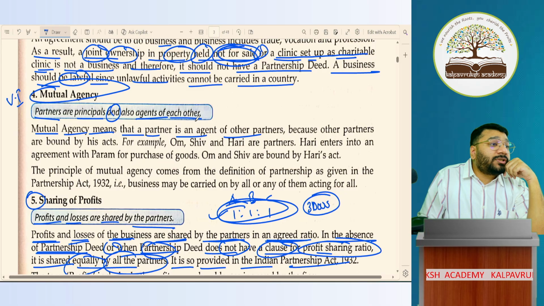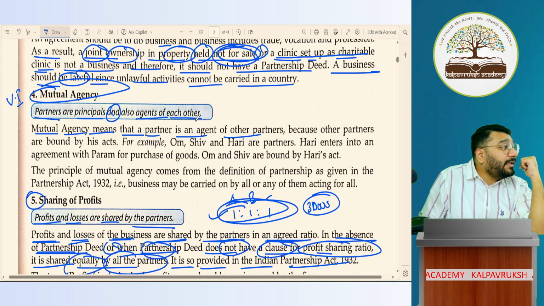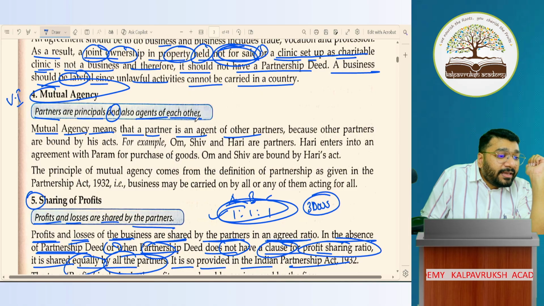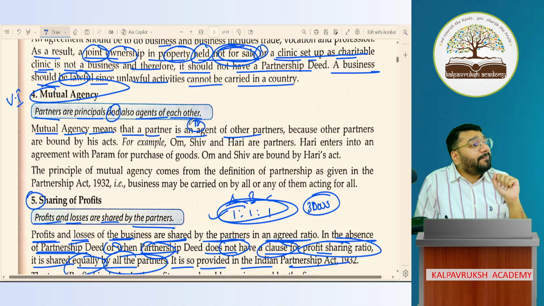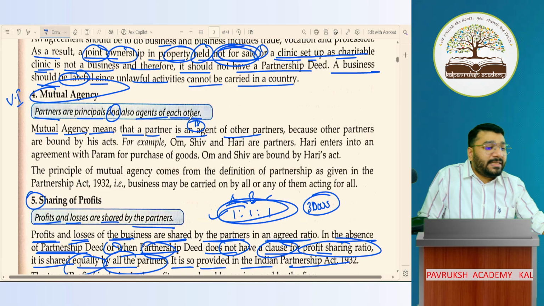ABC, A purchased the goods. Say A has encountered a liability for the firm. Who is agent here? A is agent. Who's principal? A, B, C. All the three are principal.